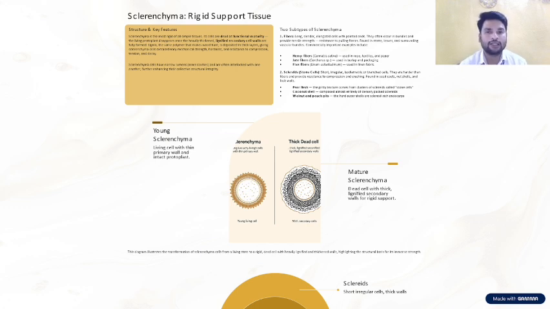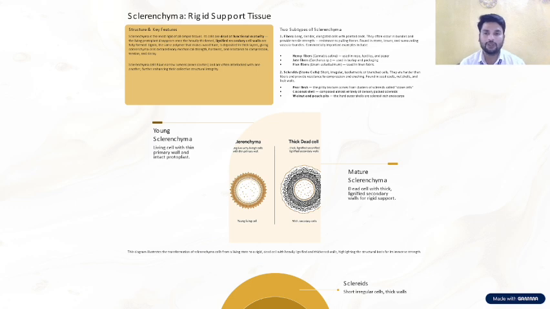The second is the sclereid, also known as stone cell, which is a short, irregular, isodiametric, branched cell. They are harder than fibers and provide resistance to compression and crushing, found in seed coats, nut shells, and fruit walls. The gritty texture of pear comes from clusters of sclereids called stone cells. Coconut shell is composed almost entirely of densely packed sclereids. Walnut and peach pits, their hard shells, are sclereid-rich endocarps.